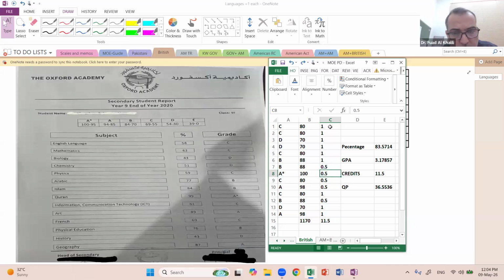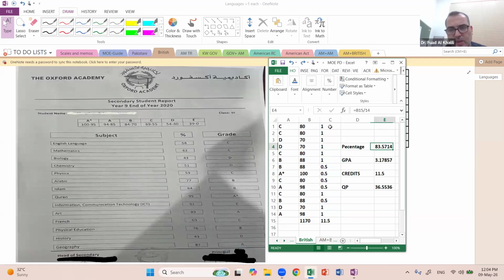Islamic and Quran are each half. Information technology computer is 0.5. Art is 0.5. French is a language, so it's 1. Physical education is half. History is humanity, so it's 1. Geography is 1. Then we add the credits. The total credits in this report card is 11.5.